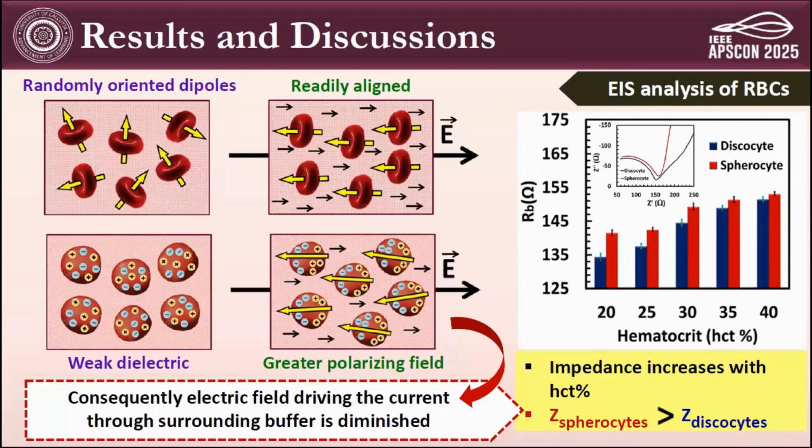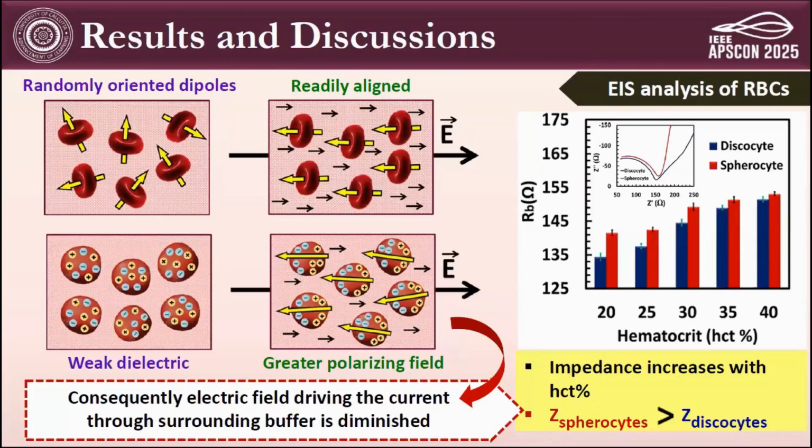and the applied field must first create proper charge displacement and alignment, and hence the effective electric field driving the current through the solution is diminished. Therefore, a higher impedance is obtained for spherocyte solutions compared to discocytes.